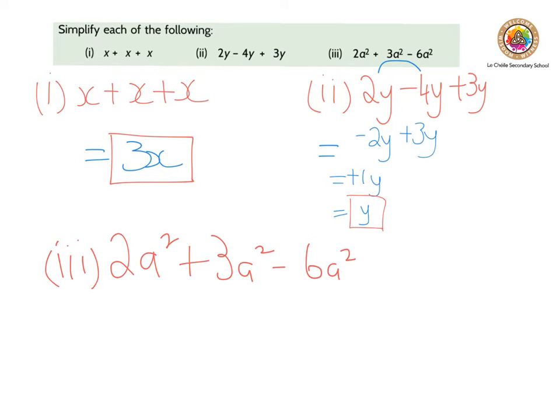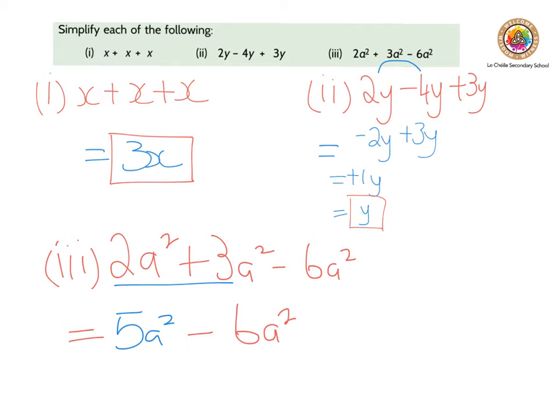And so lastly, with our last example, I've 2a squared plus 3a squared. So how many a squared do I have? Well, 2a squared plus 3a squared gives me 5a squared. Just taking the first two terms together. So what am I left with? I'm left with my minus 6a squared to take away. So 5a squared take away 6a squared. Well, using my number line, I could say that brings me to minus 1a squared.